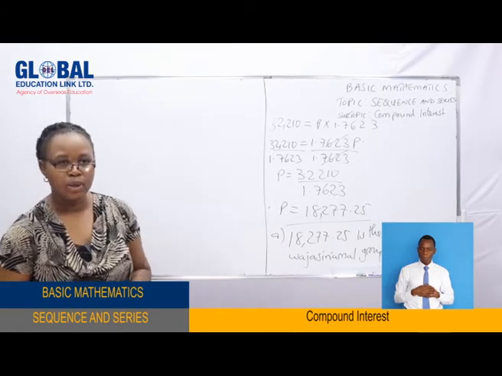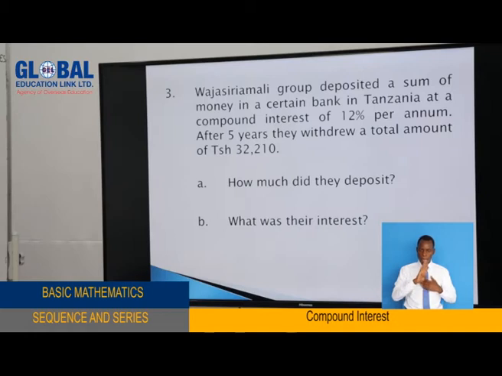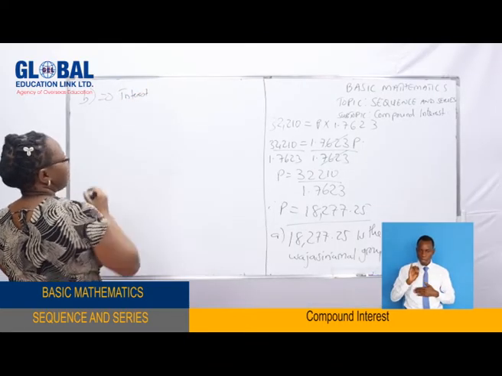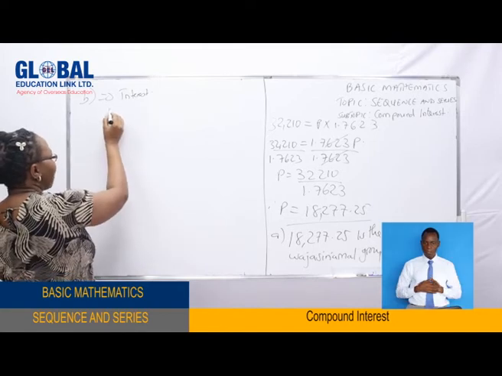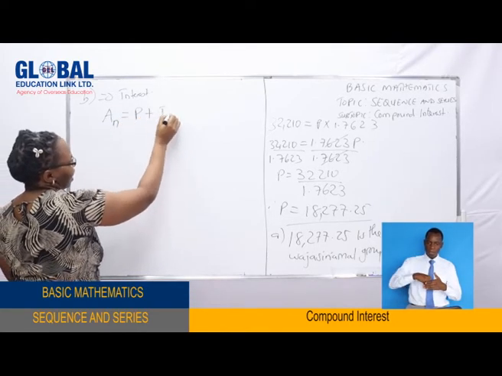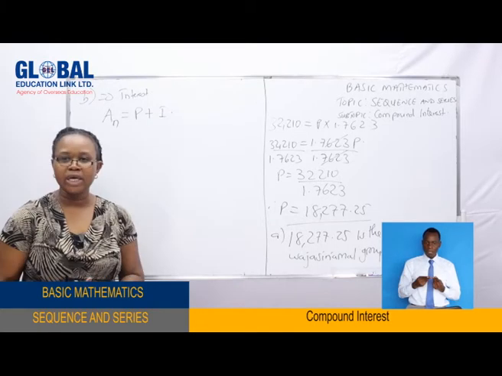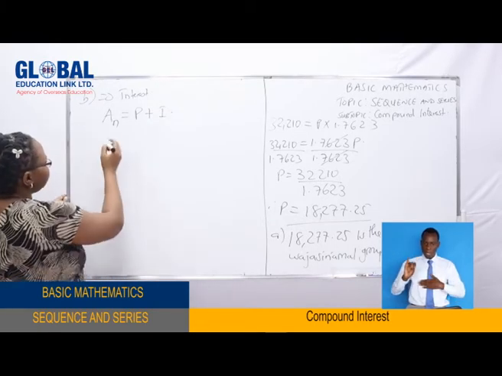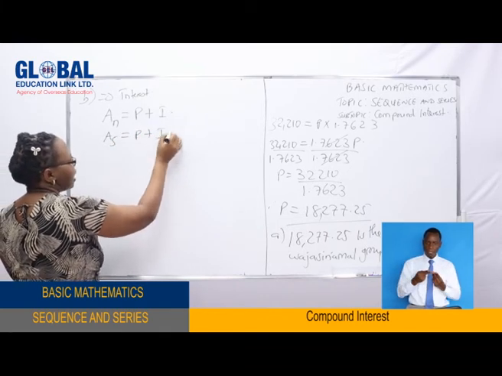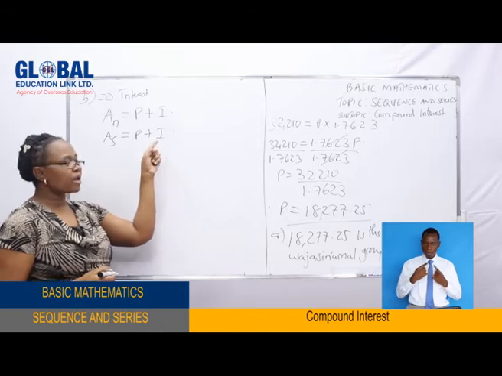My dear students, in part B, we are supposed to find what their interest was. We know that the amount at n years is equal to principal plus I, and in our question, n is 5. So the amount after 5 years was principal plus I, and we are supposed to find the interest.